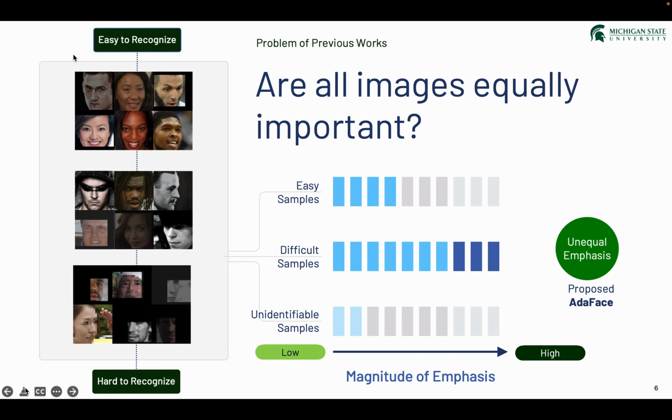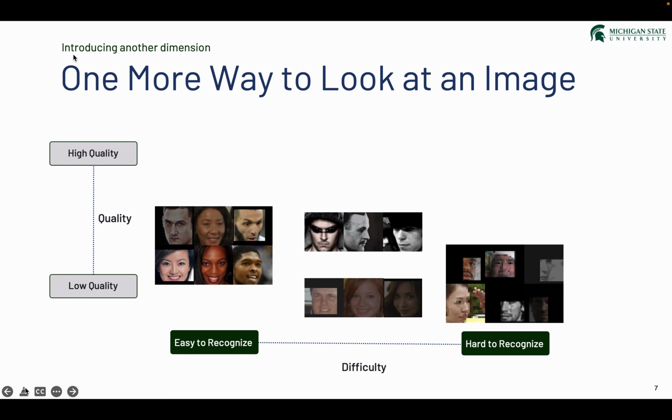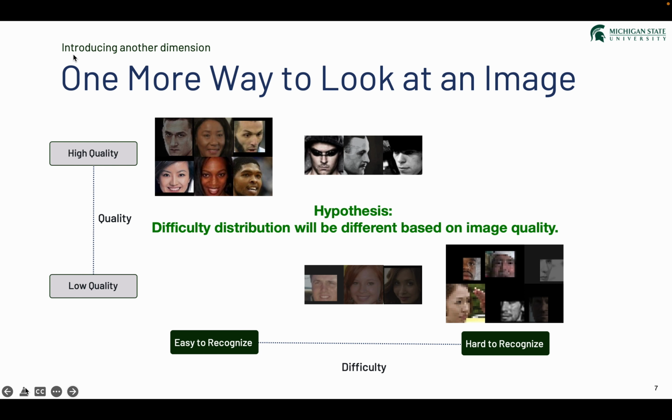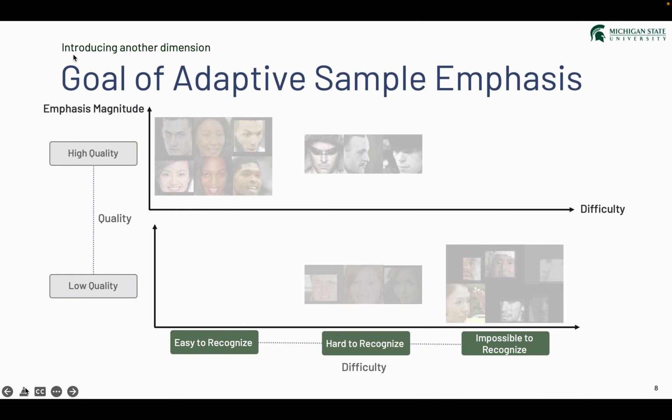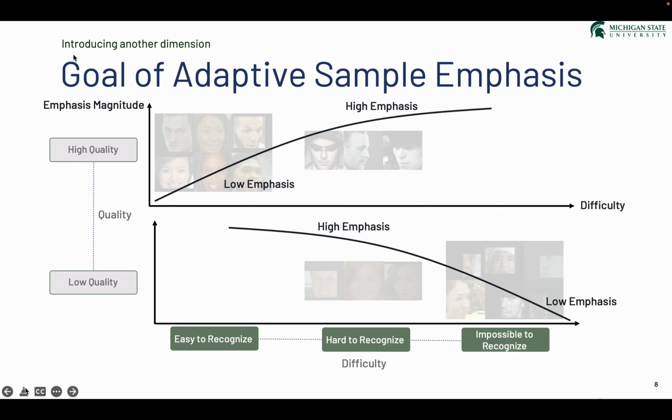And how do we achieve this? When looking at the samples, we would like to introduce one more dimension to the table. We hypothesize that the distribution of samples is different based on the image quality. Namely, the low quality samples will contain more unrecognizable images. To put it another way, we want a loss function that puts high emphasis on difficult samples for high quality images and applies an opposite behavior for low quality images, to avoid fitting on images that are impossible to recognize.